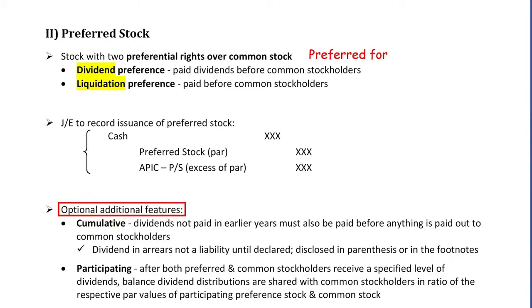First one, cumulative. So if it's cumulative preferred stock, then the dividends not paid to the preferred stockholders in earlier years must also be paid before anything is paid out to common stockholders. So right there, pay dividend later if not paid now.